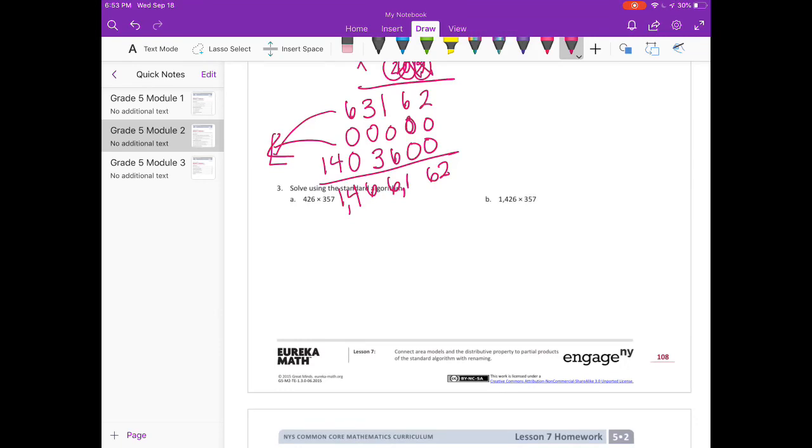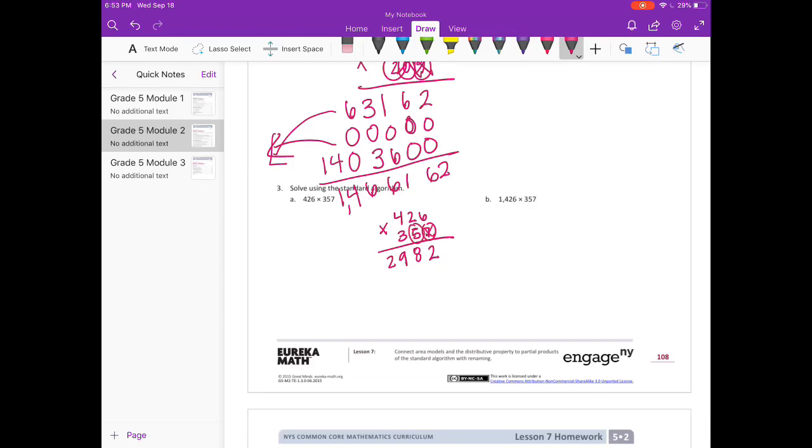And we have 426 times 357. I'm going to start with the 7. 7 times 6 is 42. So put down the 2, carry the 4. 7 times 2 is 14, plus 4 is 18. 7 times 4 is 28, plus 1 is 29. I'm going to erase what I carried.